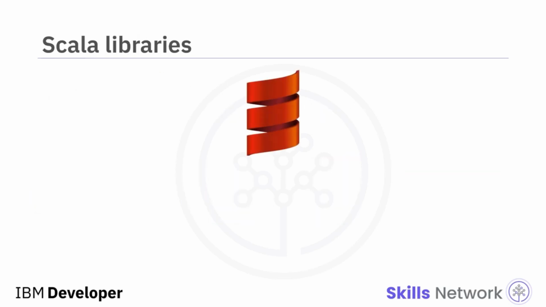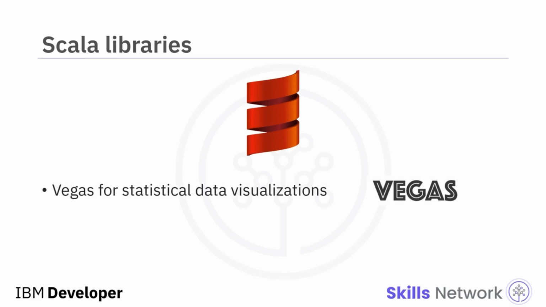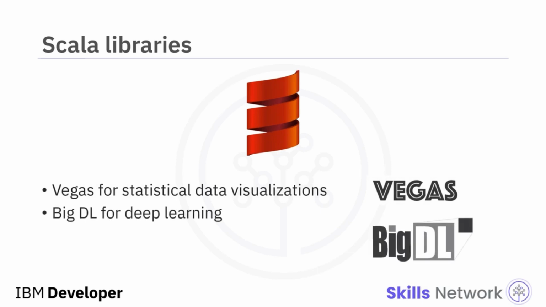Now, there are many Scala libraries, and Scala is predominantly used in data engineering and data science. Let's discuss some libraries that are complementary to Spark. Vegas is a Scala library for statistical data visualizations. With Vegas, you can work with data files as well as Spark data frames. And for deep learning, you can use BigDL.